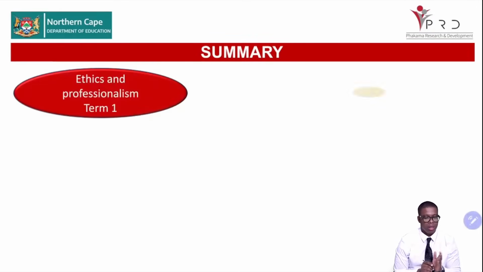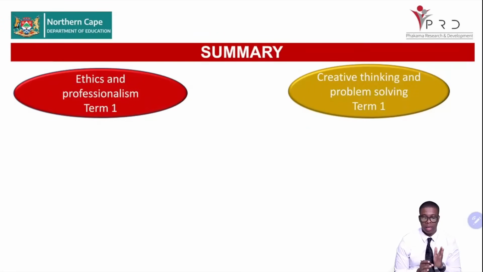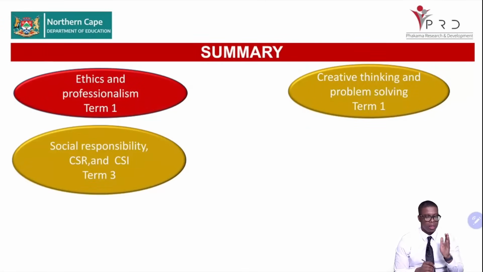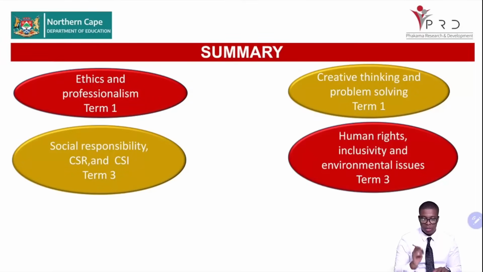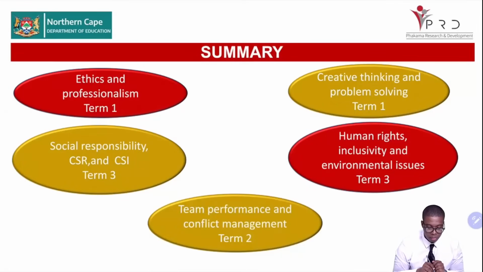Summary of this lesson: we looked into ethics and professionalism, creative thinking and problem solving, social responsibility, corporate social responsibility and corporate social investment, human rights, inclusivity and environmental issues. Then we looked into team performance and conflict management. So that is your business rules. Study everything so that you become safe. Just know it will never change. It will come this way always. This is your question 3, and also this is your question 6. So if you study everything, you are just safe in terms of question 3 and question 6.